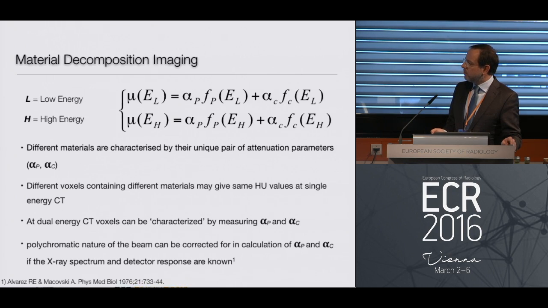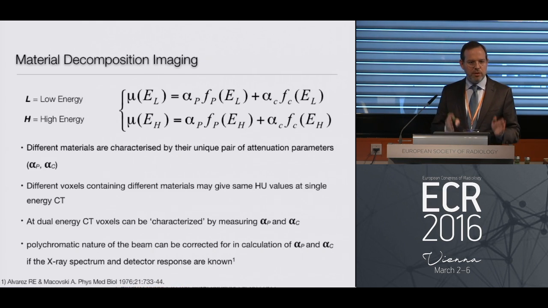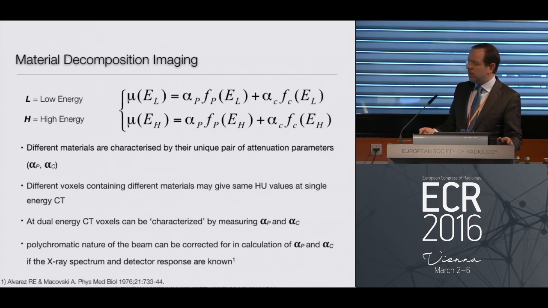Which is explained on this slide. So of course, we don't have perfectly separated spectra, and we don't have monoenergetic energies, but if we know the nature of the polychromatic beam that comes out of the X-ray generator, and we know the detector response, we can basically correct for this.